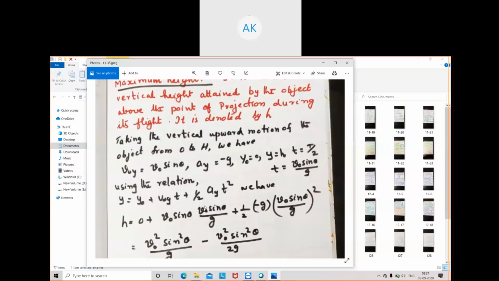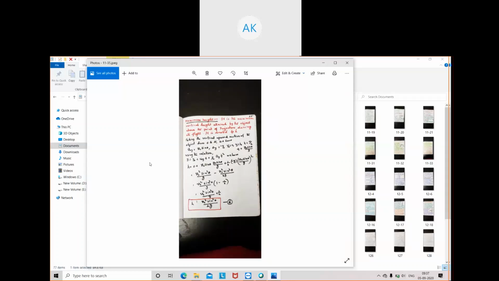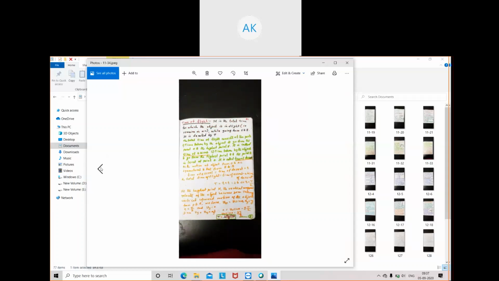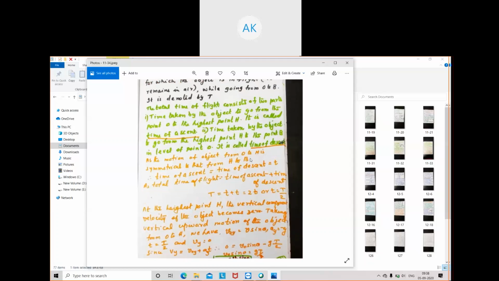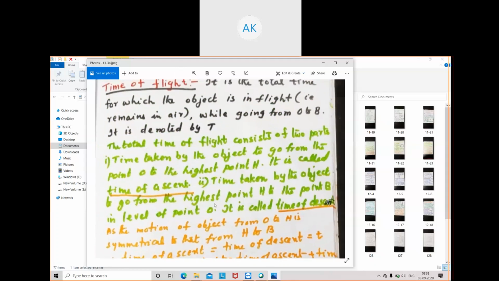So the time of flight we have to calculate. Where is that expression? Here it is, time of flight. After that only you can find that. Time of flight, first we have to find out.